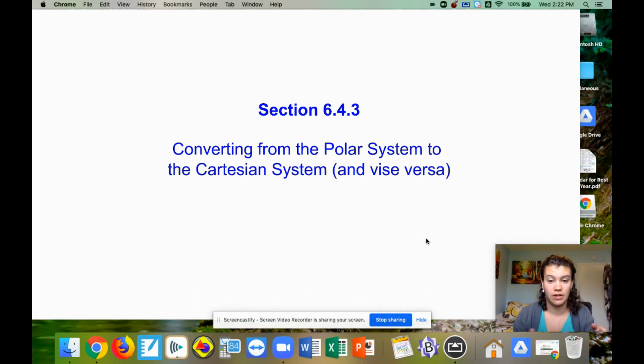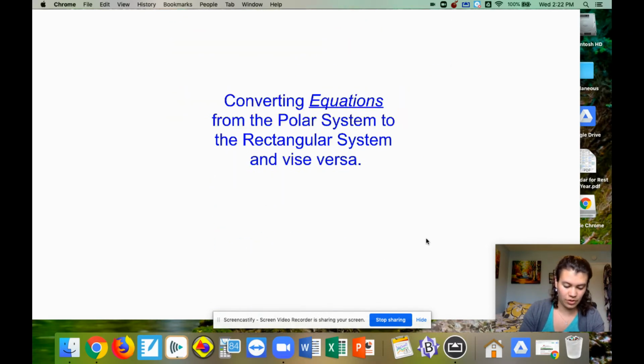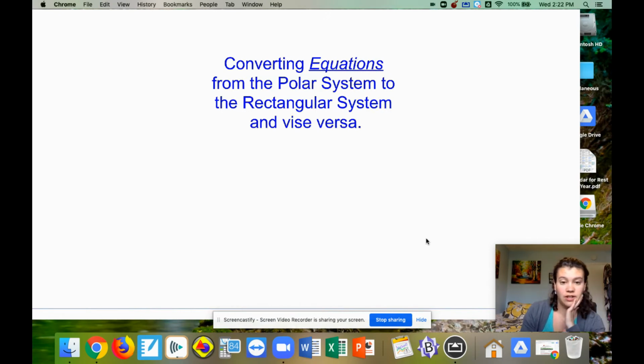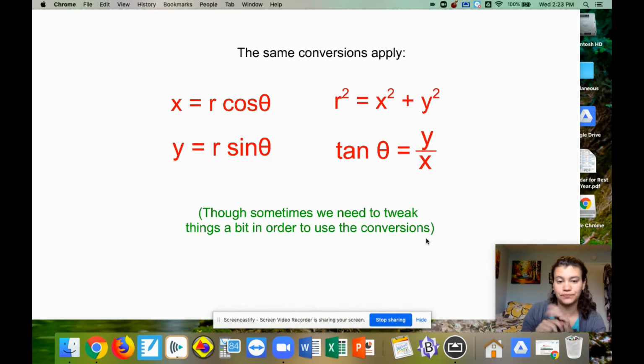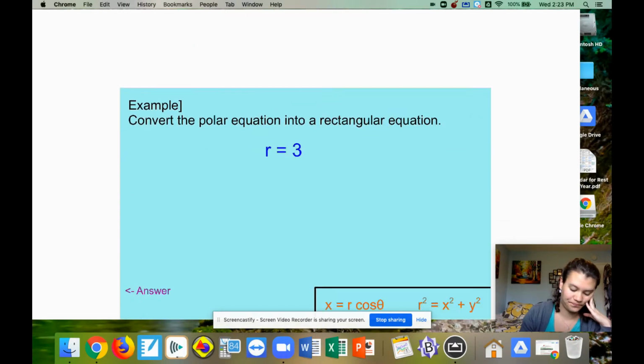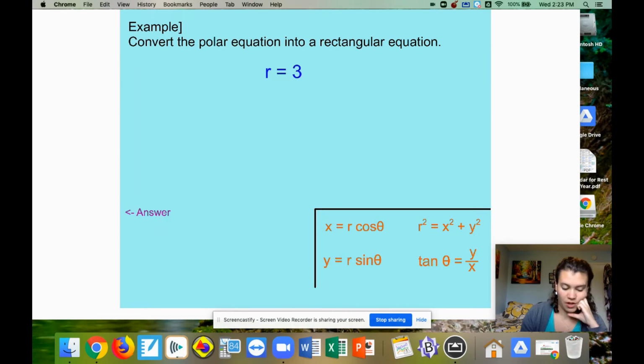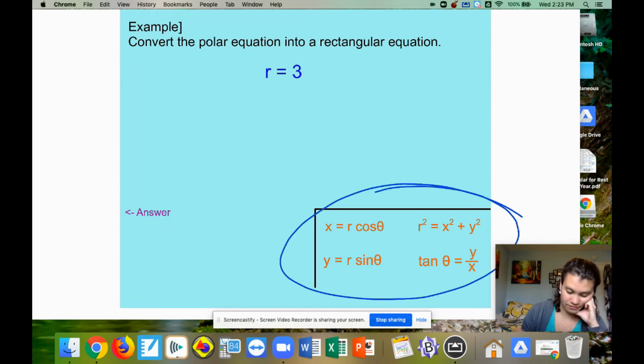So today we're doing polar system to Cartesian system and vice versa. So converting polar equations to a rectangular system. We did polar coordinates yesterday, or the last video. So the same conversions apply that we figured out yesterday. We might need to tweak them a bit to figure out which one we want to use, but same basic ideas. So to convert this one, we want to use something down here to get to an xy system.